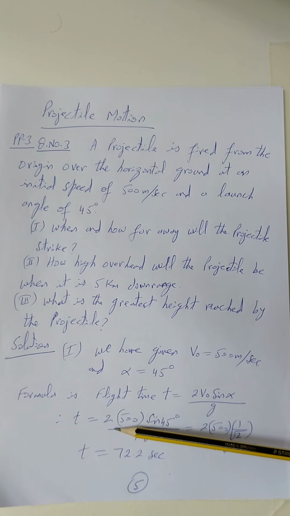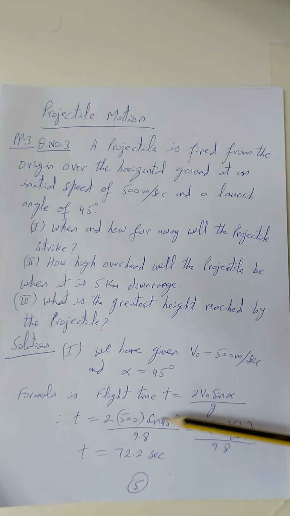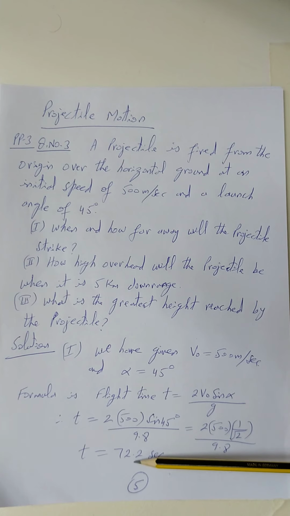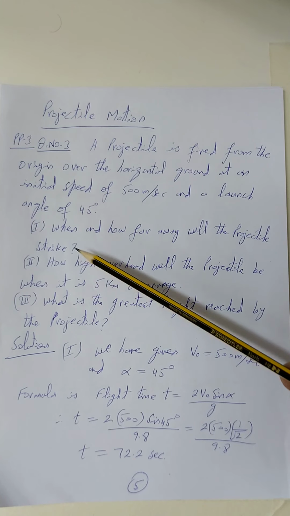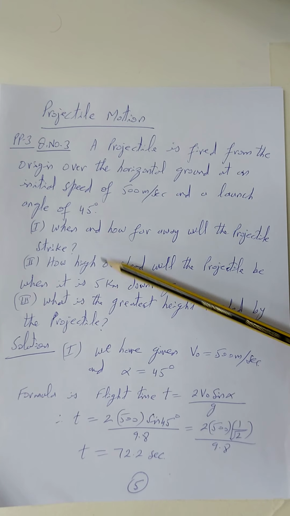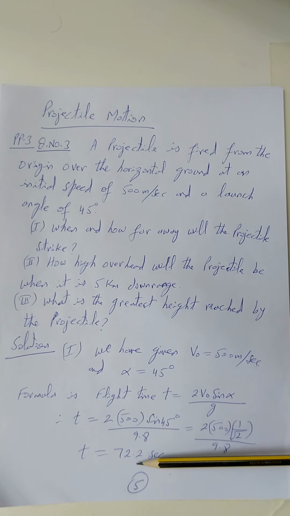Just substitute the values. So 2 times the initial velocity 500, times sine of the angle 45 degrees, divided by G, which is 9.8. You know the value of G from your physics courses; it is a fixed constant. The value of sine 45 degrees is 1 over square root 2. You simplify this and you will get 72.2 seconds. That is the time T, the first part: the projectile will strike after 72.2 seconds.